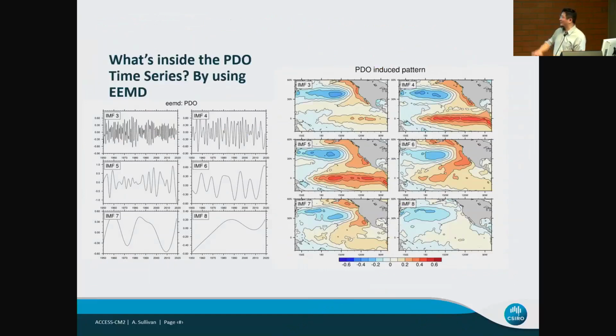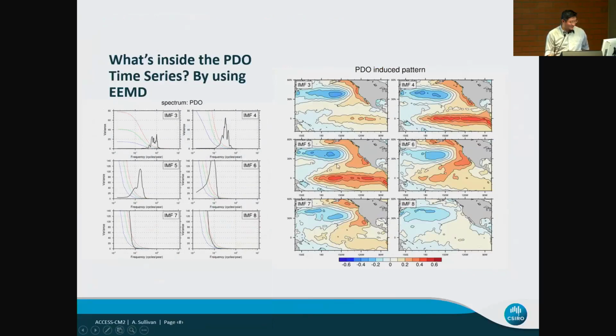Okay, so the PDO we separate into these 6 modes or IMFs, and then I regress back to the SST. You can see the pattern, sort of like the high frequency ones. In mode 4 you can see it's sort of an ENSO pattern, and 6 is more like a decadal signal, like a PMM. So you compare to the Fourier spectrum here. You've got 2-3 years, 3-4 years, 5 to 7 years, and then 10 years, and multi-decadal at the bottom. So one PDO actually contains a lot of signals.